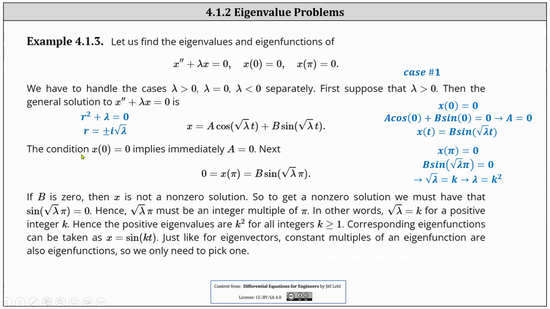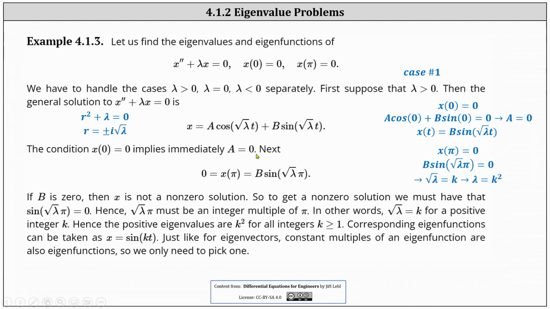And now we consider the conditions. First we consider x of 0 equals 0, which implies a equals 0. I've shown this work on the right. If x of 0 equals 0, then we have a cosine 0 plus b sine 0 equals 0. Sine 0 is 0, cosine 0 is 1, which is why a must equal 0. And now we know x of t equals b sine square root lambda t.